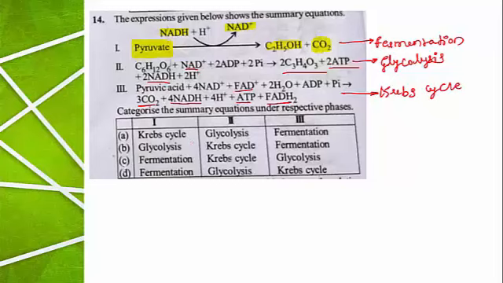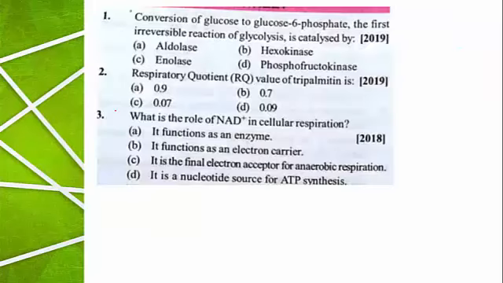Then which one is the correct option? First reaction represents fermentation, second one glycolysis, and third one is the Krebs cycle, and the right option for this one is option D. Yes, all these are very important questions from previous competitive exams. So moving to the first question.